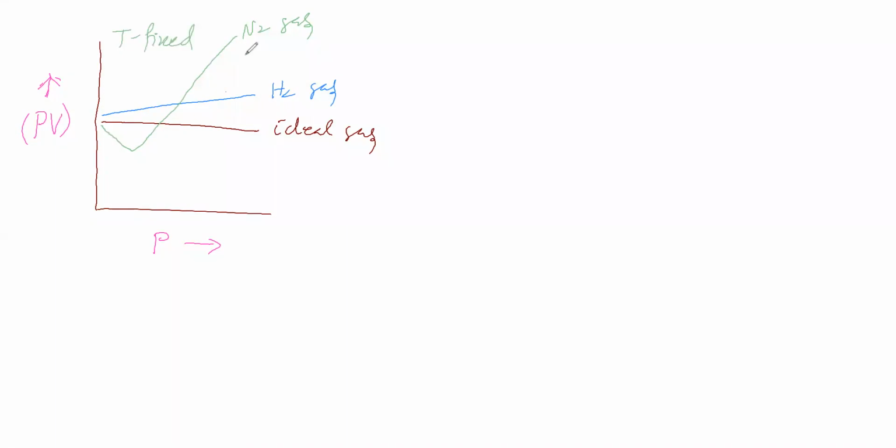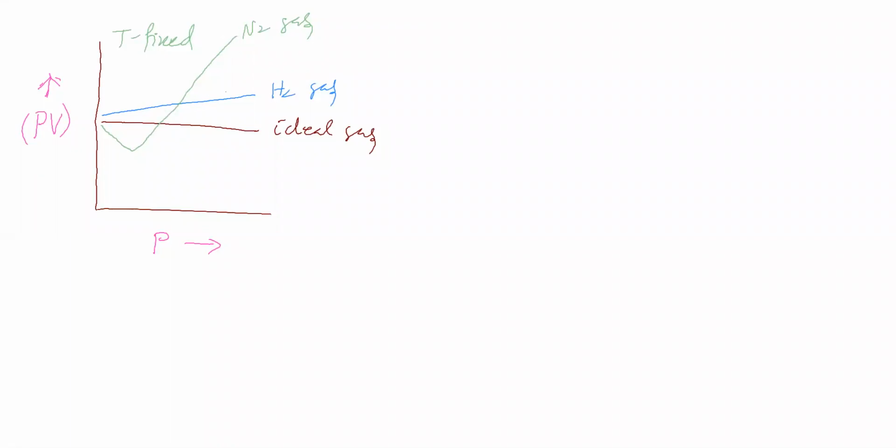So nitrogen gas shows negative deviation in one region and positive deviation in another. Hydrogen gas shows only positive deviation, because its PV product is greater than that of ideal gas. For nitrogen gas, here the PV product is less than ideal gas, so negative deviation. Here the PV product is greater than ideal gas, so positive deviation.